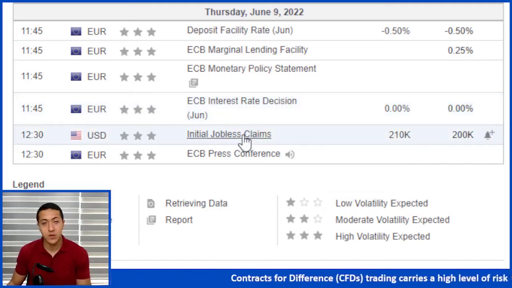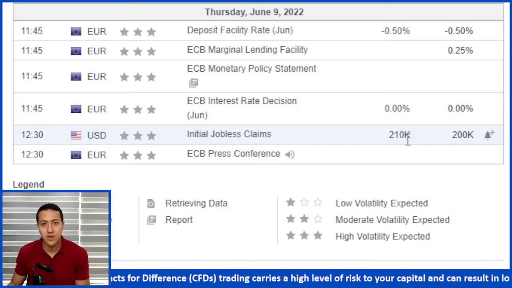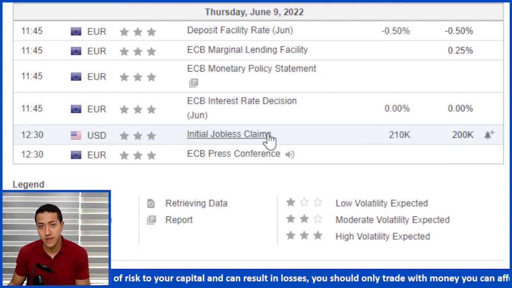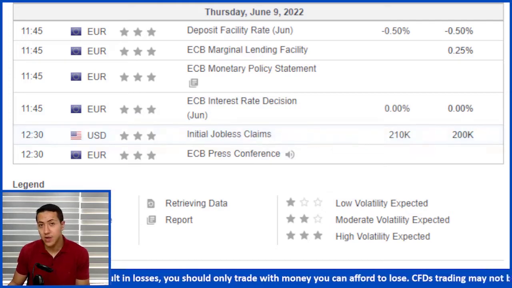We also have the weekly initial jobless claims figure. It's expected to slightly increase to 210,000 new claims during the past week. However, this shouldn't affect the trading during today's sessions. Let's have a quick look at the technical analysis and the charts.